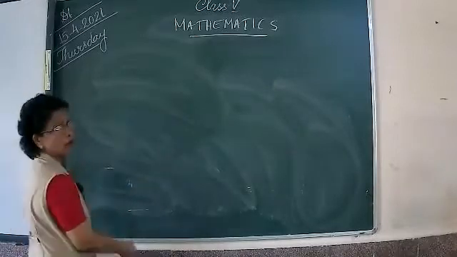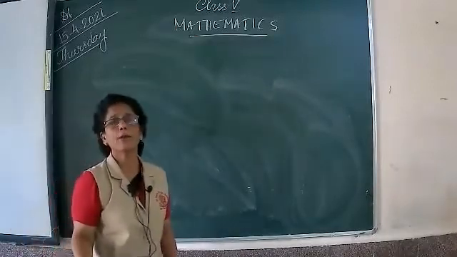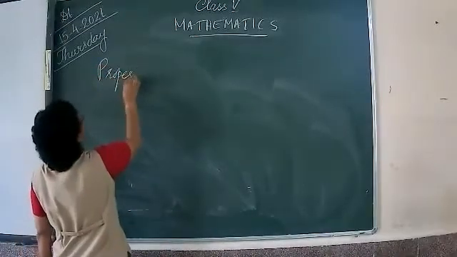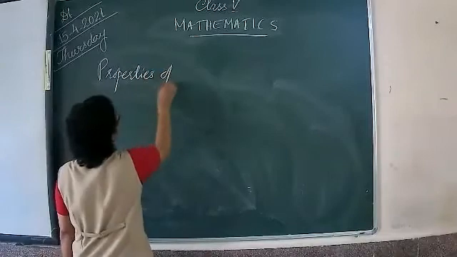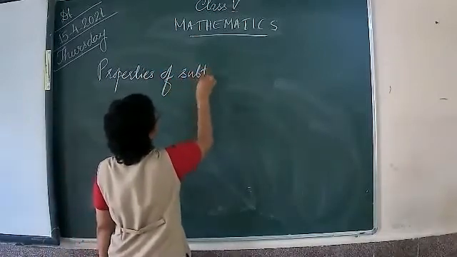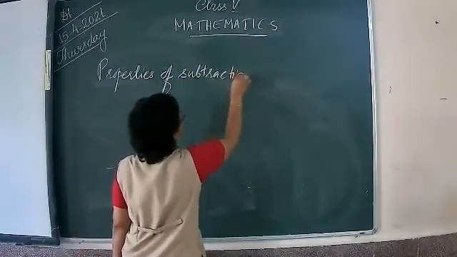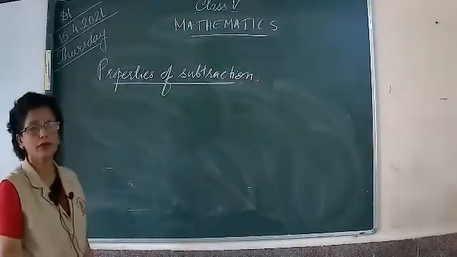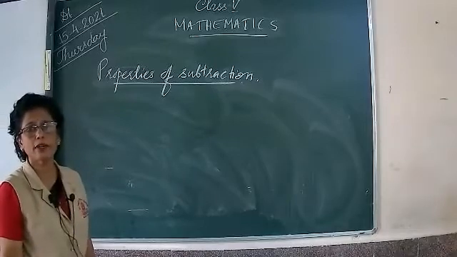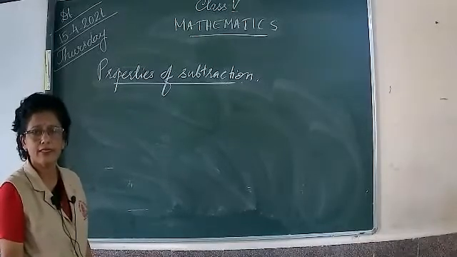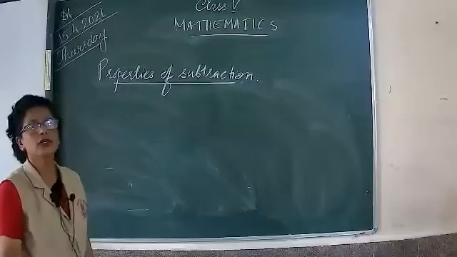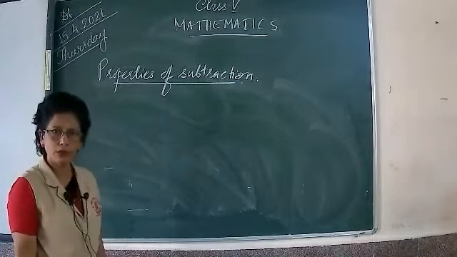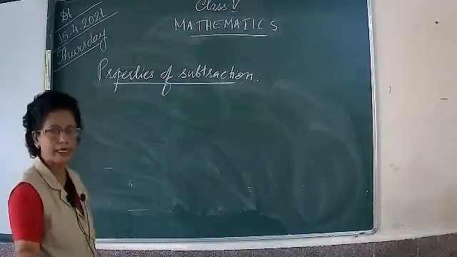And next thing we are going to revise is the properties of subtraction. Properties of subtraction. You have learned properties of addition in the previous class, isn't it, children? So here also 2-3 properties are there that we have to discuss. All of you know that, still we have to revise there, isn't it?